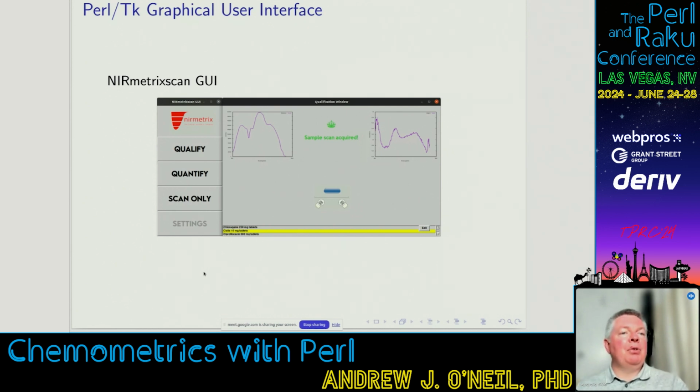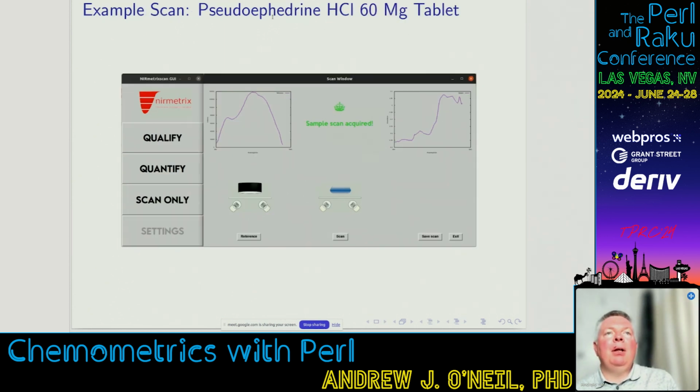So it's necessary to measure a background scan first. And I've set the GUI to not permit anything to be done until a background scan has been measured at least once in a 24-hour period. And here you can see the background reference spectrum, the spectrum of a tablet matching Cialis 10 milligram tablets. Another example scan here is a pseudoephedrine hydrochloride 60 milligram tablet, so that's a decongestant tablet.